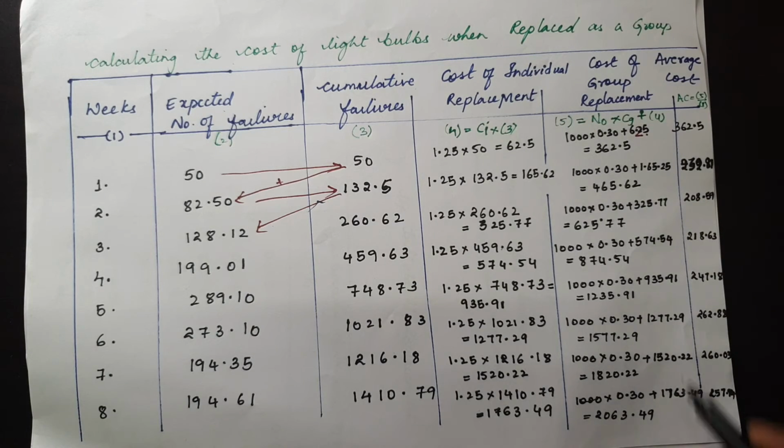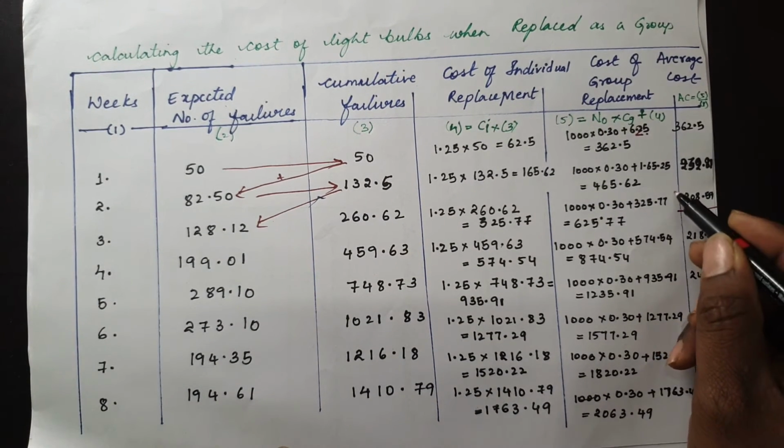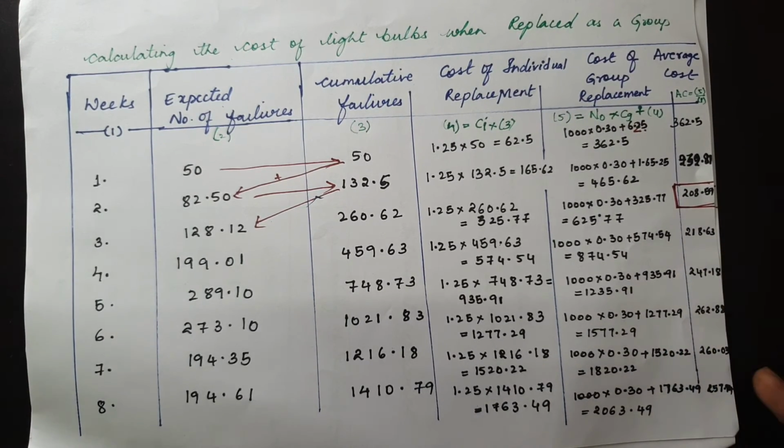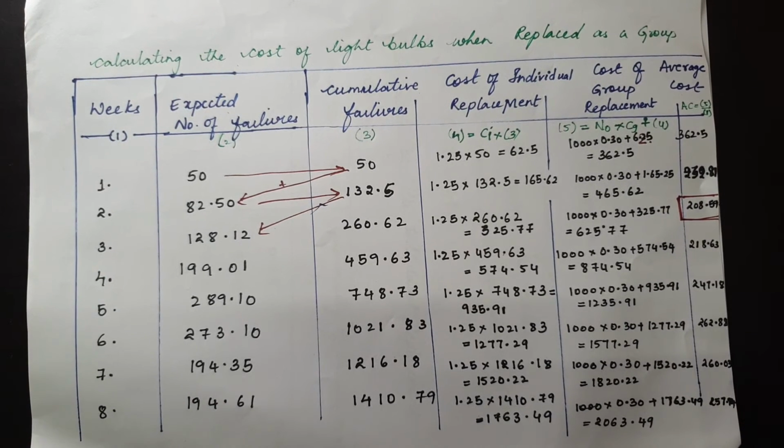It means that in this week, if you replace, then you are in safe hands, which means you are in profit. Which year is that? Third year. So you have to mention that in the third year, if you replace, then you are in profit. Like this you have to write: therefore the optimum group replacement policy is to replace the bulb at the end of the third week with an average cost of 208.